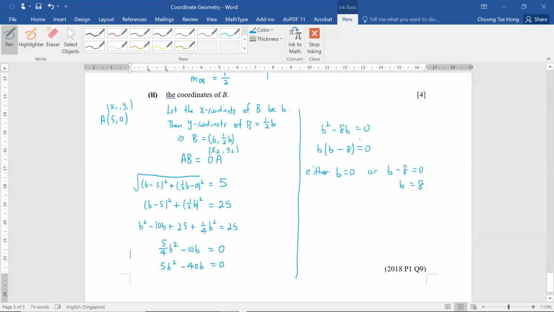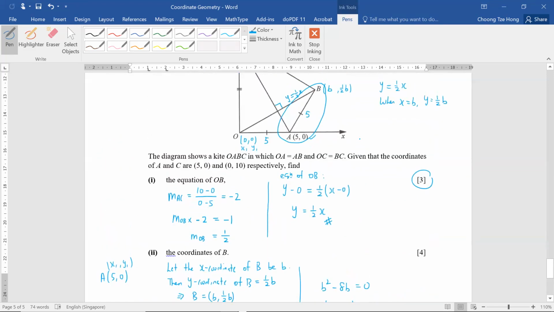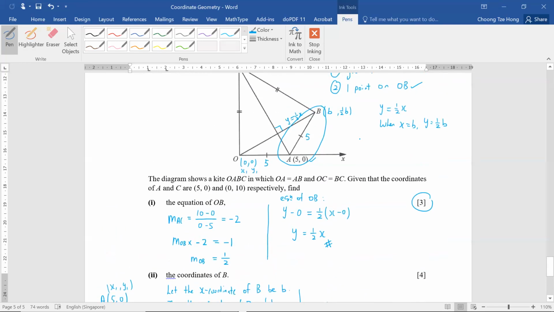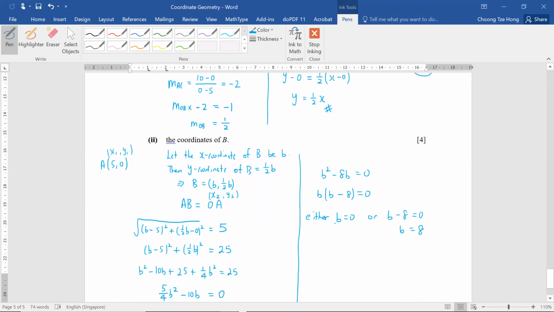So obviously, if you look at the question, you get two answers for b, right? The x coordinate of B can't be 0. If b is 0, then the x coordinate of B is 0 and the y coordinate is also 0, then B will be the origin. So this answer you've got to reject, because b can't be 0. So in other words, the b that we want will be this 8.